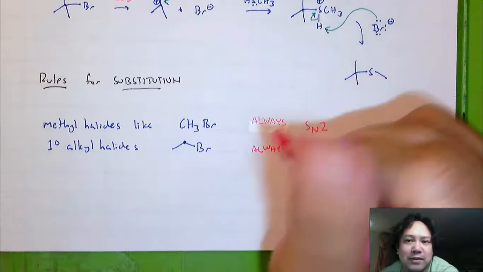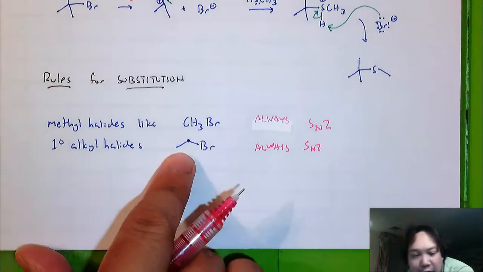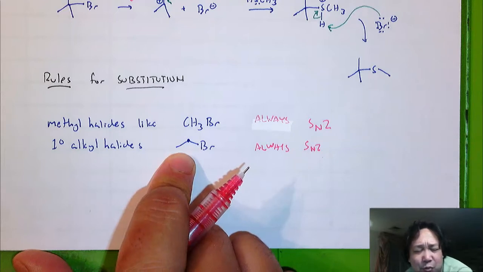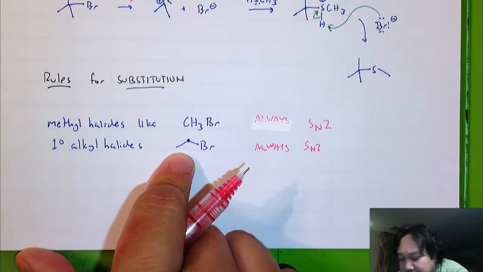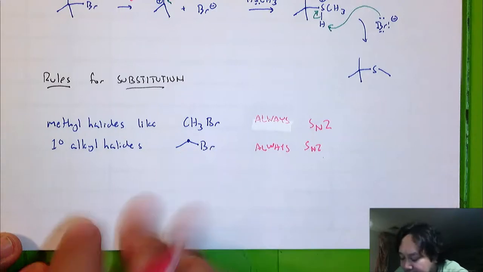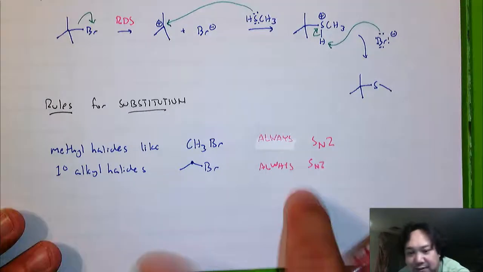Sure, I know what some of you are thinking. Well, what if I have a solvent that favors SN1? What if I have a poor nucleophile which usually favors SN1? It doesn't matter. You know why? Because primary carbocations are very unstable. I can't think of a situation where you would ever draw a primary carbocation. So if a carbocation is impossible for this primary alkyl halide, you cannot do SN1. SN1 has to go through a carbocation. Always SN2. Okay?